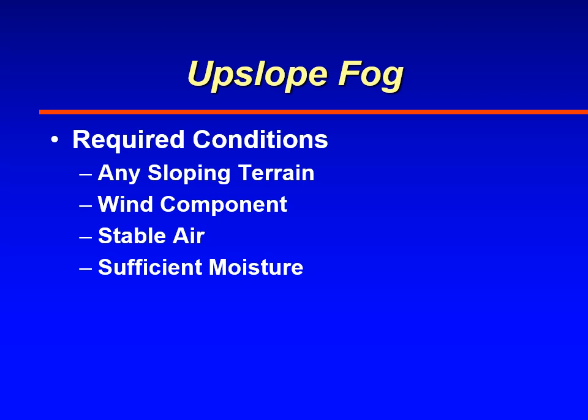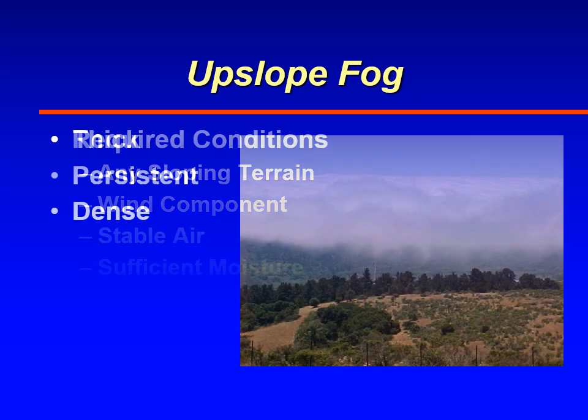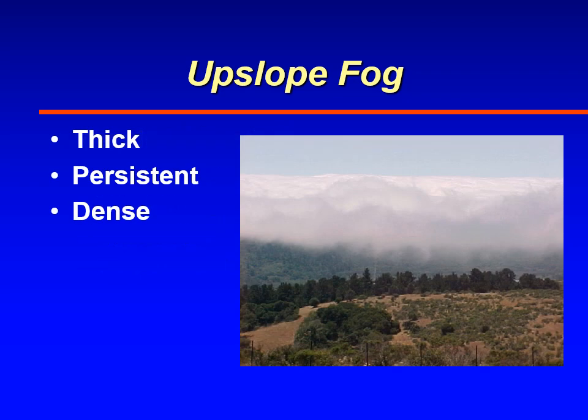The air needs to be stable. If it's unstable, then you start getting more cumulus-type elements. And you need enough moisture to reach saturation. This fog tends to be thick, dense, and persistent. As long as the wind keeps flowing up the slope, it'll be there. It'll perhaps merge into clouds above it, and the visibility is pretty poor. The fog will remain as long as the wind is flowing uphill.